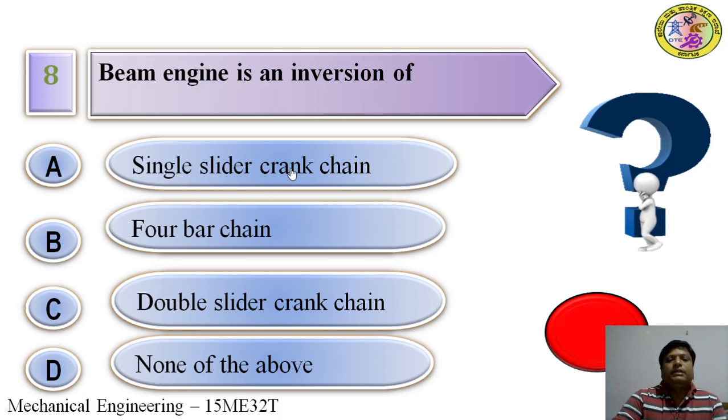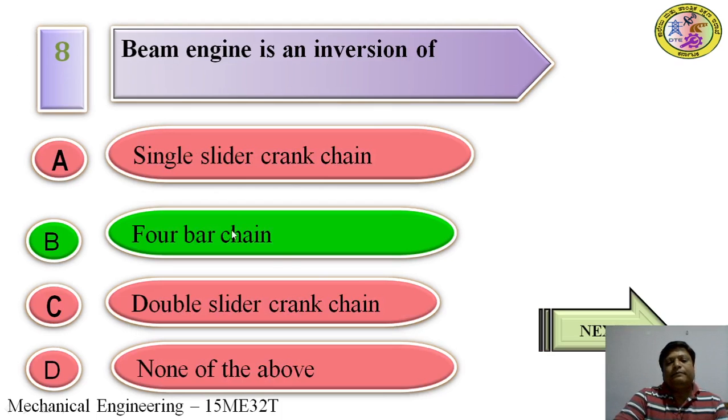Okay, single slider crank chain does not come under this one. So here the 4-bar chain is your option. So inversion of 4-bar chain: the first one is beam engine. So engine indicator, beam engine, locomotives. So locomotives, we call it as the inversion of 4-bar chain.